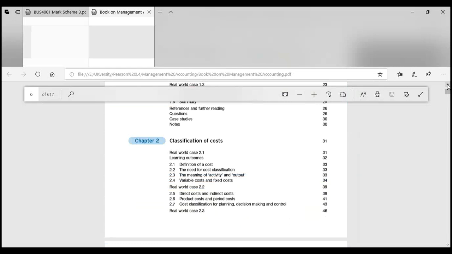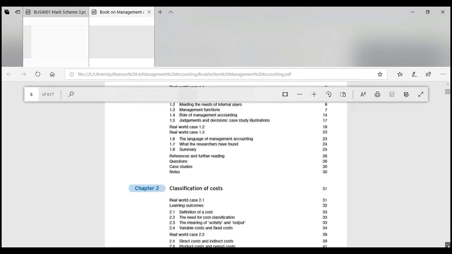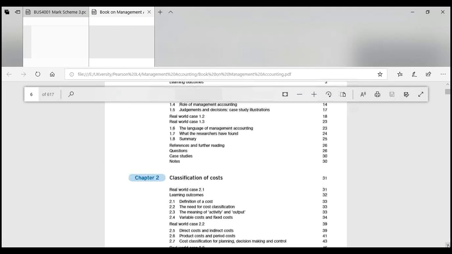What is management accounting? Introduction, meeting the needs of internal users, function, role of management accounting. All of this we discussed during our first lesson. Definition of cost, cost allocation, activities, output, variable cost, fixed cost, all of this is explained within this book as well. So please go through and do a bit of revision.